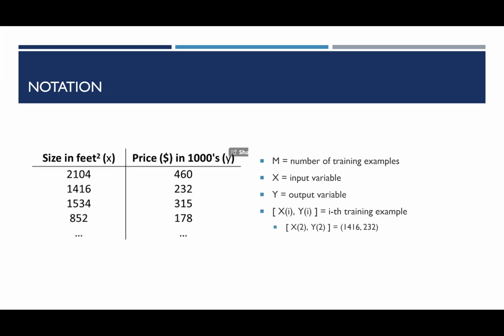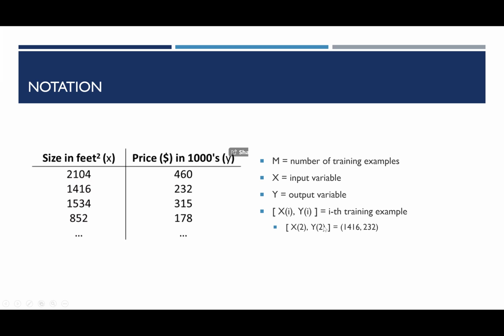So here's some standard notation that's useful throughout this presentation. For one, we have M, which is the number of training examples. X is an input variable and Y is the output variable. So to better contextualize this, here's X^i and Y^i. This just stands for the ith training example.